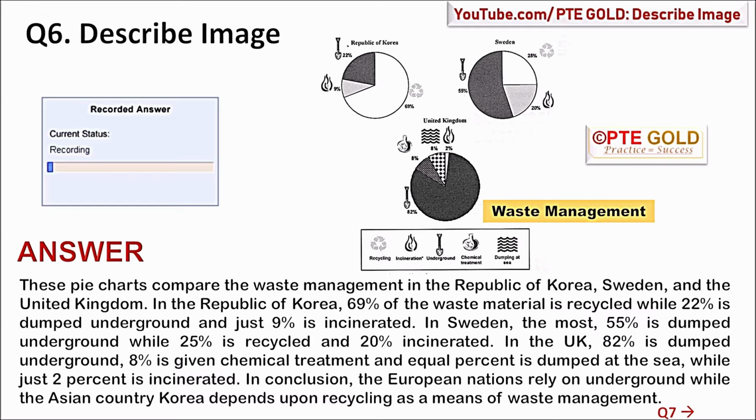These pie charts compare the waste management in the Republic of Korea, Sweden, and the United Kingdom. In the Republic of Korea, 69% of the waste material is recycled, while 22% is dumped underground and just 9% is incinerated. In Sweden, the most, 55% is dumped underground, while 25% is recycled and 20% incinerated.